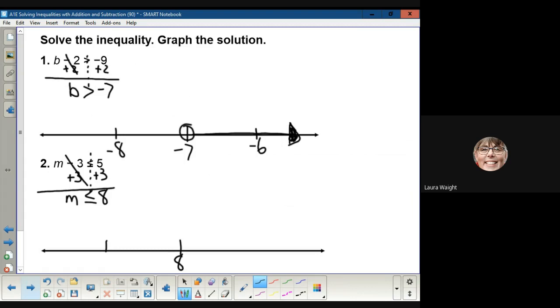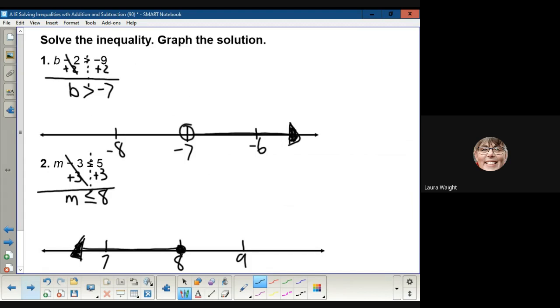One number smaller than 8 over here, one number bigger than 8 over here. And then we're going to put a closed dot at 8 because it has that little line. It's an or equal to. And then m is smaller than 8, and so we color it this way.